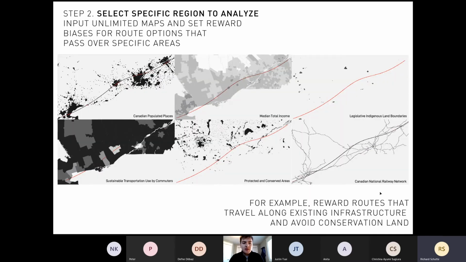Step 2, select a specific region to analyze. Here what I've done is I've selected the region between Toronto and Quebec City, and I've input several maps and data sets representing different values. These values can be those of social equity, sustainability, and socioeconomic performance. For example, reward routes that travel along existing infrastructure and avoid conservation land.